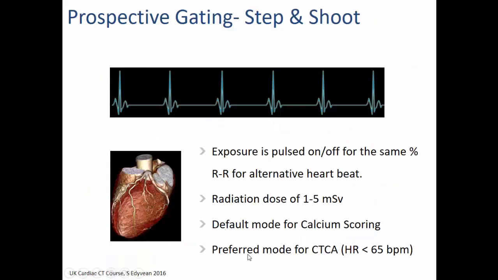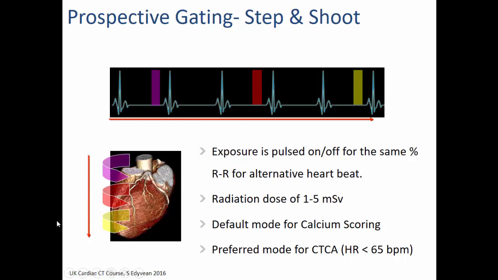Okay. So for prospective gating, this is the step and shoot approach. We will have to take a scan at every other heartbeat, and that's because we scan, we move the patient, we scan, we move the patient, we scan again. And these are fairly low doses. It's the default mode for calcium scoring, and it is the preferred approach for low heart rates for CT angiography.